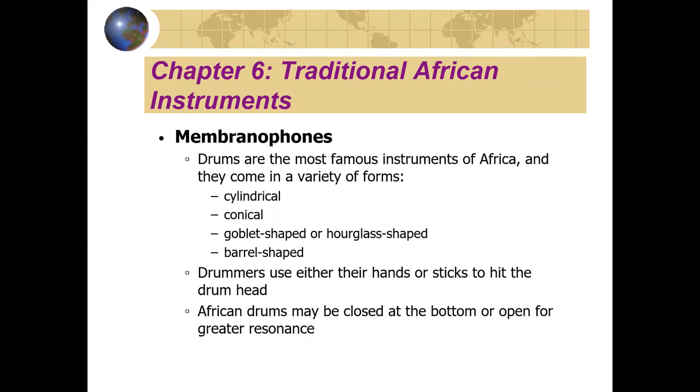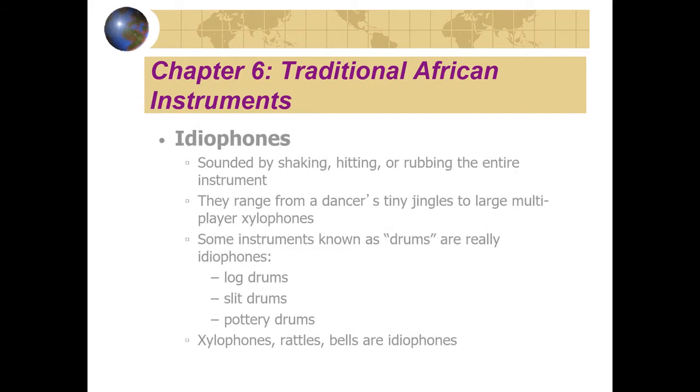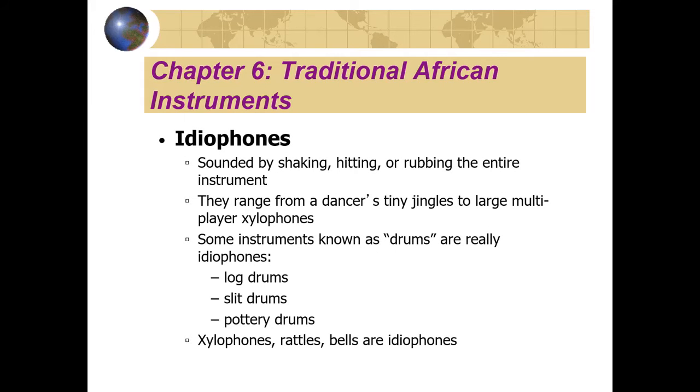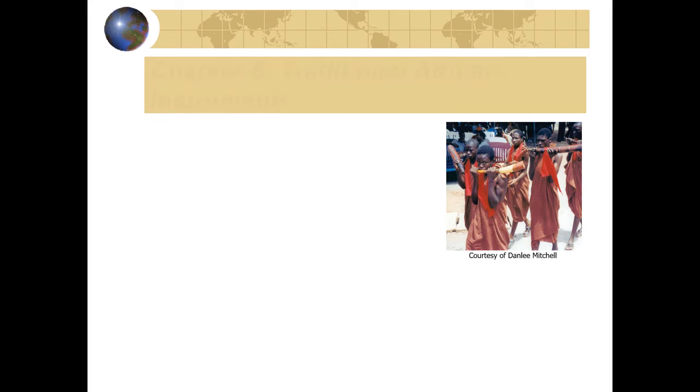Membranophones are instruments that use a membrane, so some kind of a drum. They can be hit with hands or sticks, depending, and they may be closed or open at the bottom. Idiophones are instruments that make their sound by the instrument itself sounding, so bells, gongs, cymbals, log drums, which are logs that are hollowed out and struck, pottery drums, rattles, all those are idiophones. They make their sound from themselves.